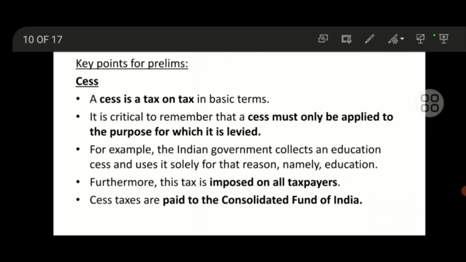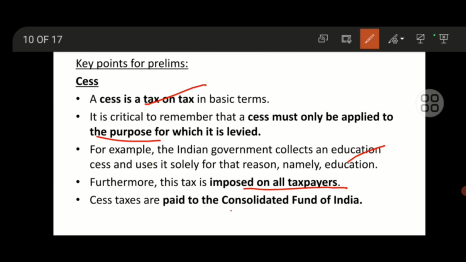So GST collection increased, cess also increased. It comes under GS3, fiscal policy. For prelims, you have to study about the cess. Cess is a tax on tax. Cess must be applied only to the purpose for which it is levied, for example, education cess, Swachh Bharat cess. The tax is imposed on all taxpayers.